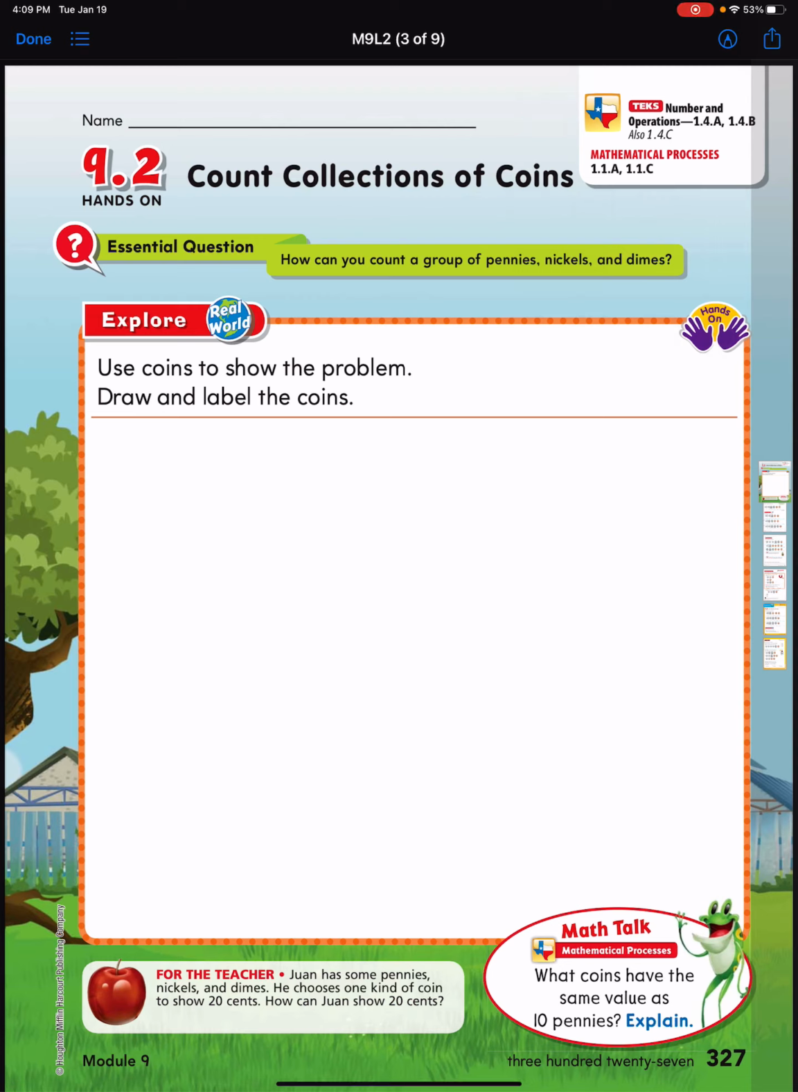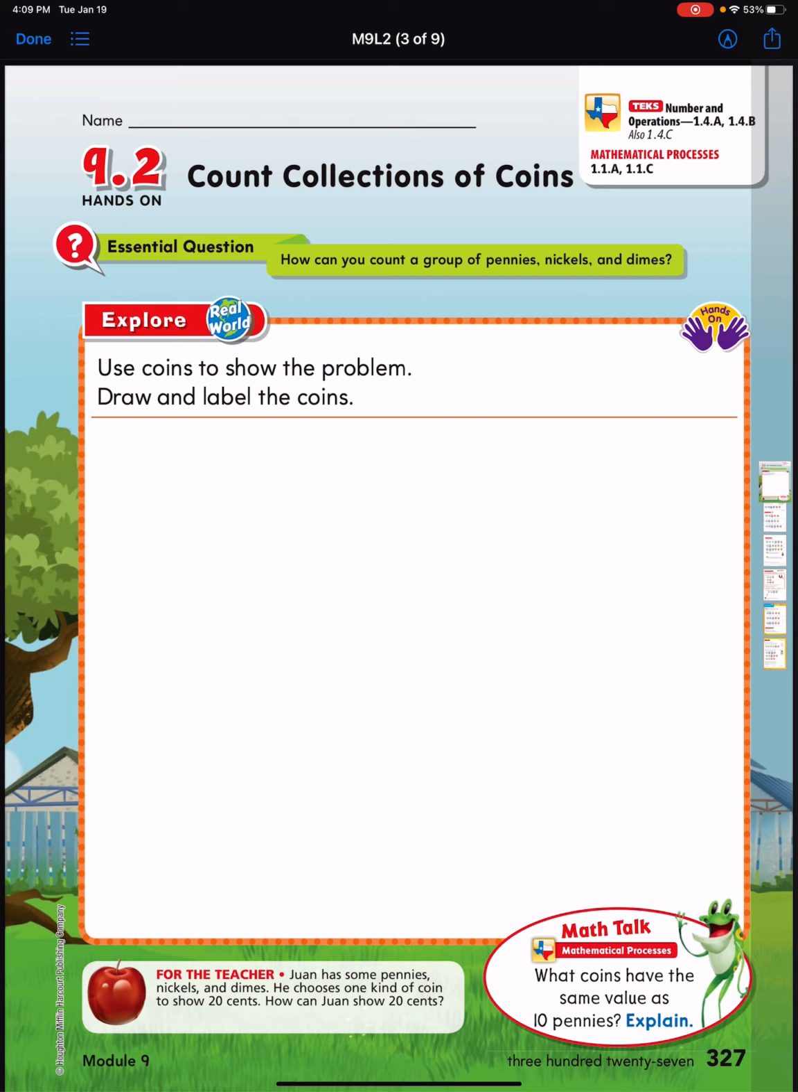Okay, so today we're going to count collections of coins. We're going to use coins to show the problem, draw and label the coins. Because I'm writing on my screen, I don't have coins to put on here, so I'm going to draw them and label them. Now, if you're at home, you can use real coins to work through this.